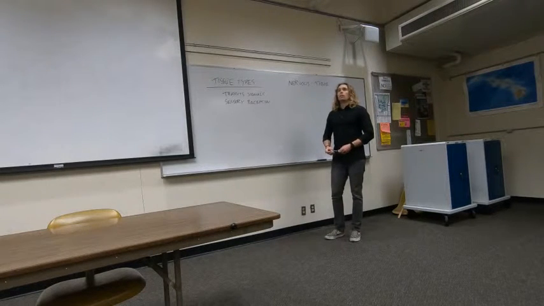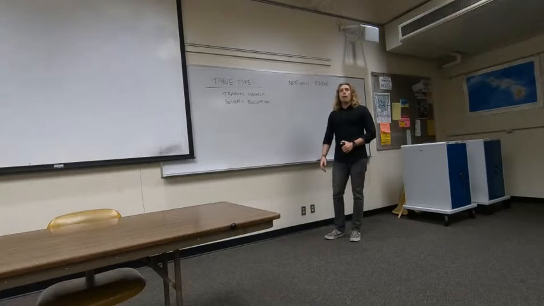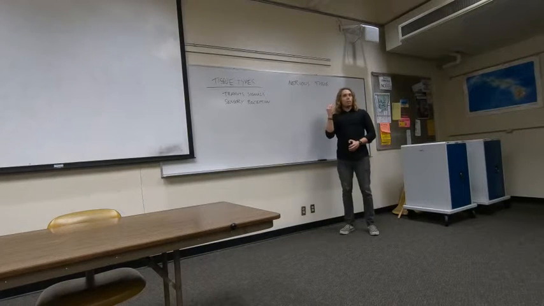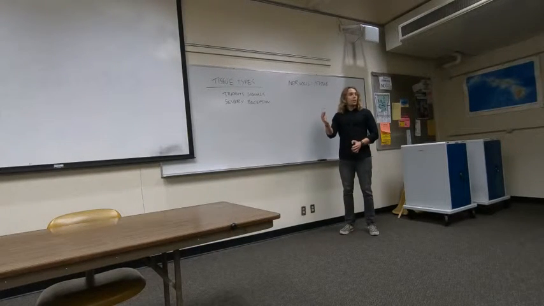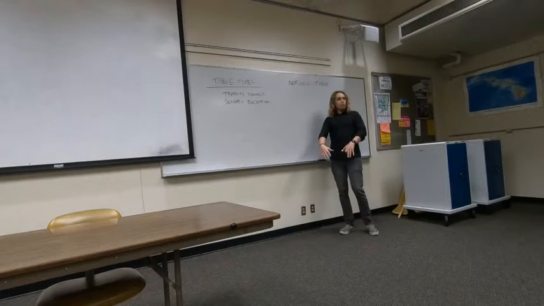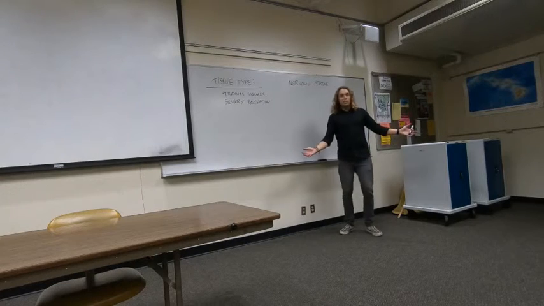So let's say that my eyes see a train coming straight at me, then that signal is going to get transmitted to my brain, and my brain is going to say, if that train hits me, we're going to die. So it's going to send signals through the nerves to my muscles, which tell my legs to get me out of the way of the train.